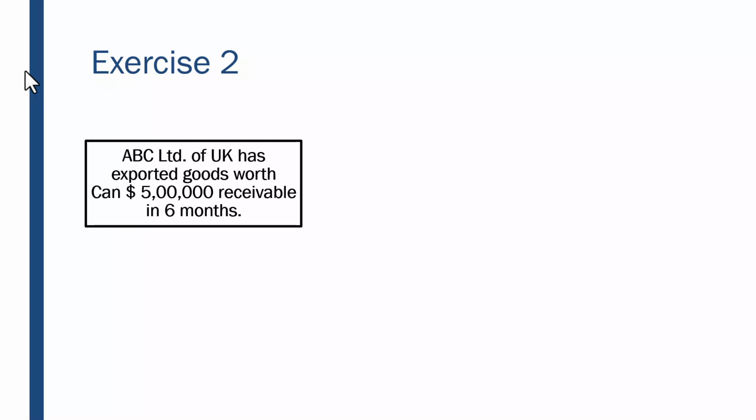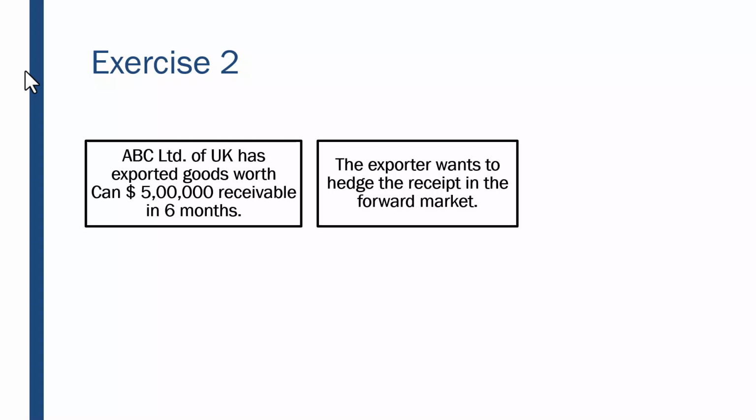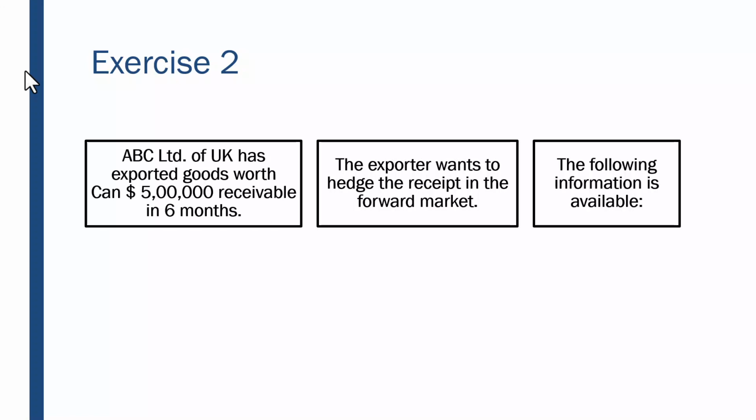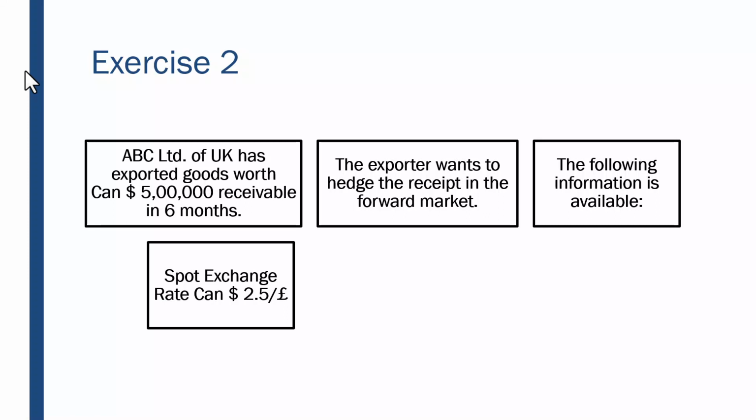Now, ABC Limited of UK has exported goods worth 5 lakh Canadian dollars, or 500,000 Canadian dollars. So this is the guy who is going to get 5 lakh Canadian dollars after 6 months. Now, if the Canadian dollar weakens, he is going to lose money. So he needs to cover it in the forward market. The exporter wants to hedge the receipt in the forward market. The following information is available to you. The spot exchange rate is 2.5 oblique pound, so that means 1 pound is equal to 2.5.